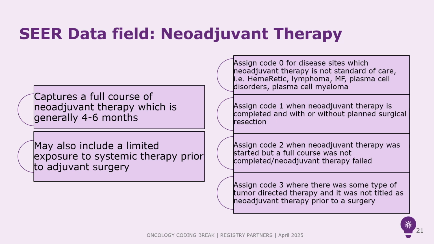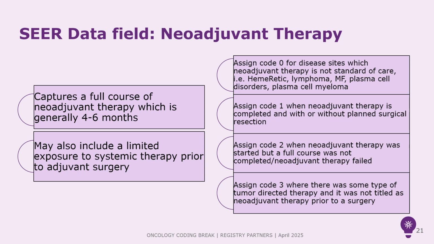We assign code 0 for disease sites in which neoadjuvant therapy is not standard of care, such as lymphoma, plasma cell disorders, and plasma cell myeloma. We assign code 1 when neoadjuvant therapy is completed, with or without planned surgical resection. Assign code 2 when neoadjuvant therapy was started, but a full course was not completed or neoadjuvant therapy failed.